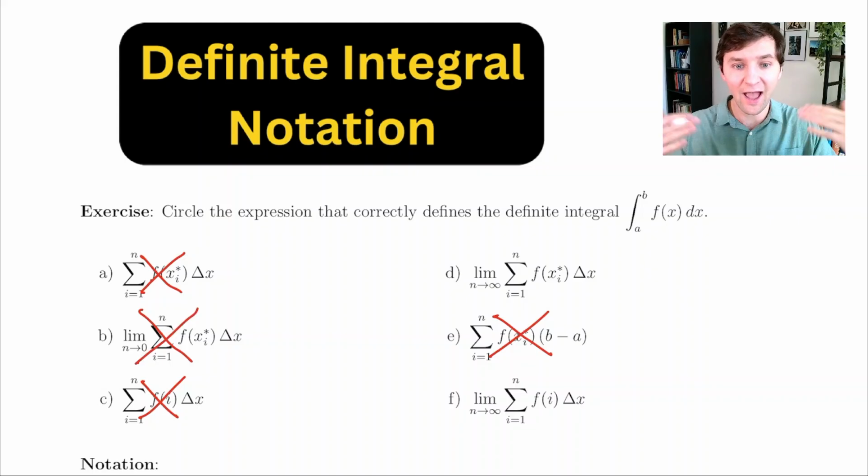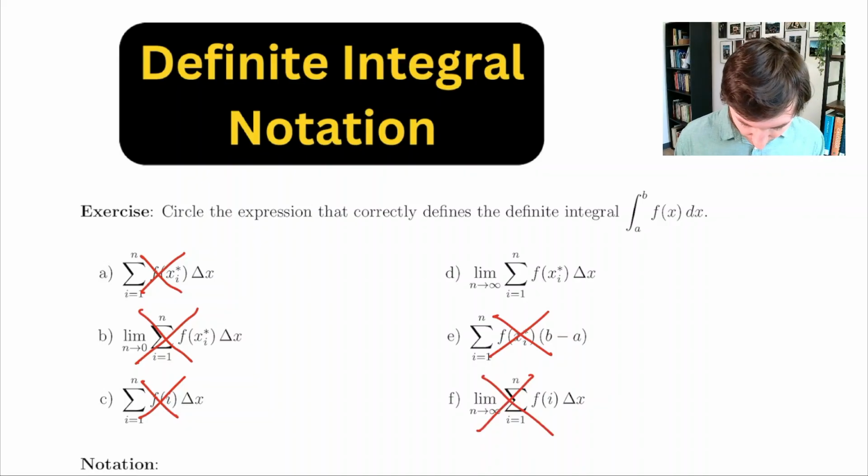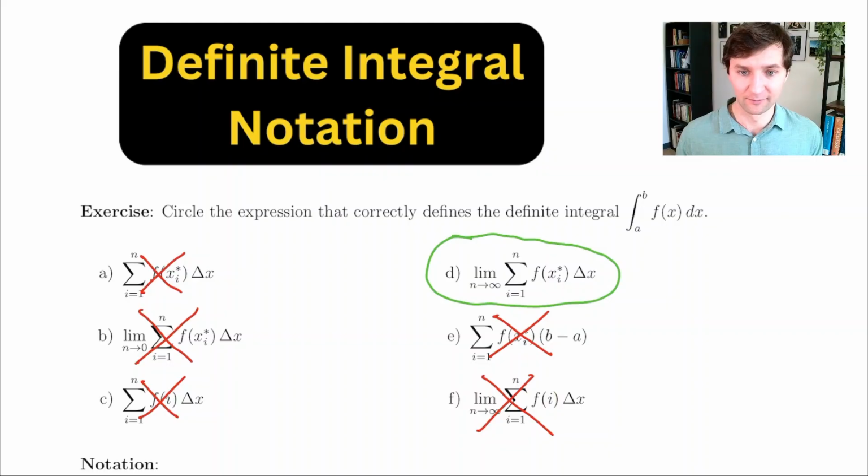To determine the height of each approximating rectangle, we plug in a sample point to the function from each subinterval. Because sample points are denoted by x i star, option D is the correct one, option F is incorrect. Option D is the correct one. This option uses sample points instead of using integers as inputs.